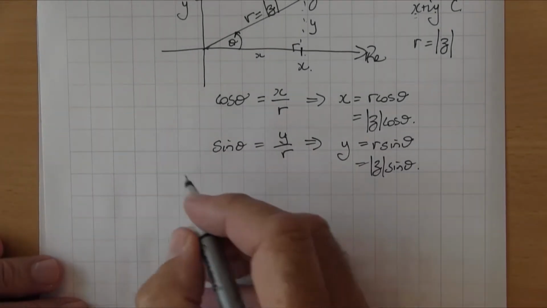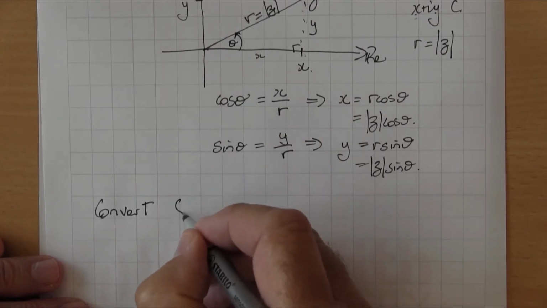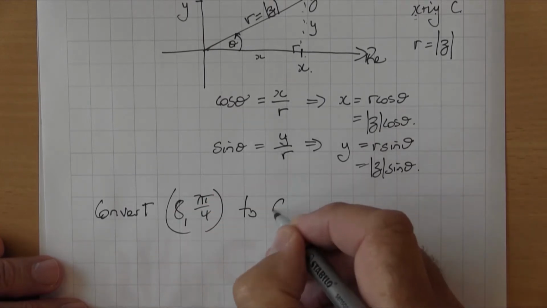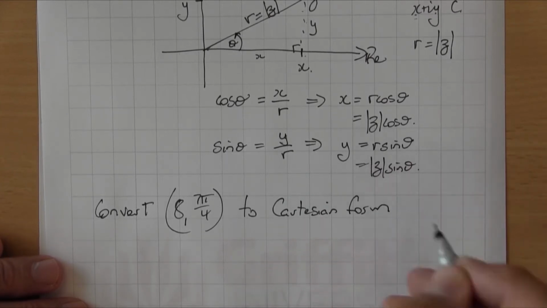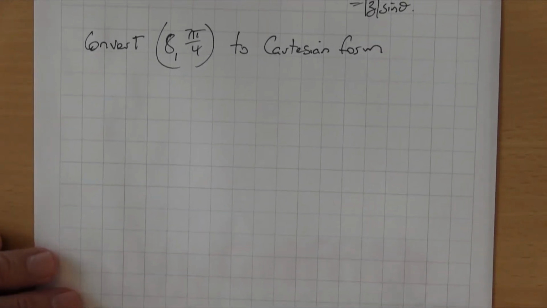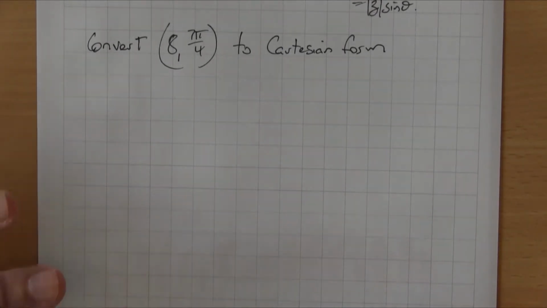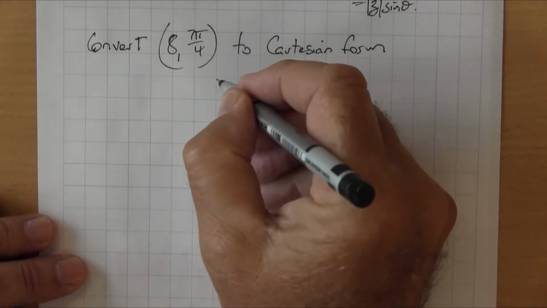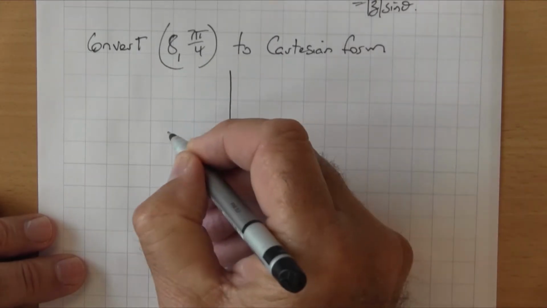So if we want to convert 7 pi on 4 to Cartesian form, one of the first things I think you should do is to try and put that on an Argand diagram, because that sort of minimises the chance that you can make a mistake with signs with the x and y. So 7 pi on 4. Okay, so we've got our Argand diagram.